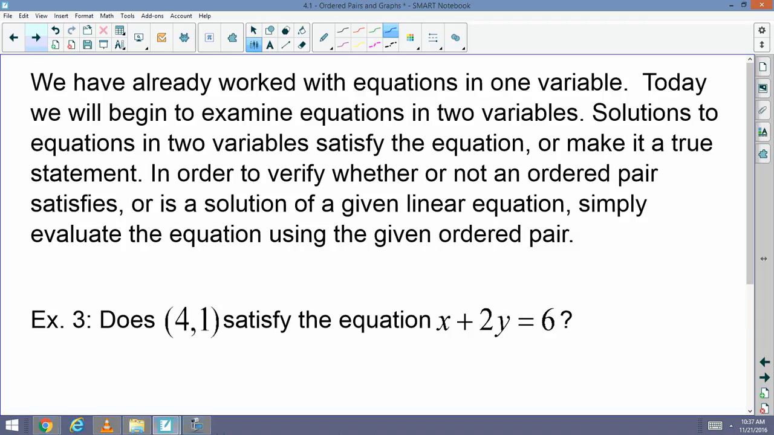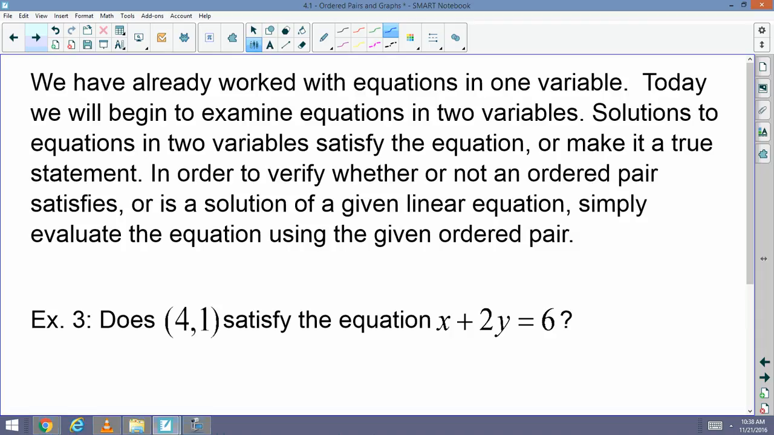Now, we have already worked with equations in one variable. We know that. Today, we will begin to examine equations in two variables. Solutions to equations in two variables satisfy the equation. In other words, it makes it a true statement. When you have a solution, just like when you have one variable, if it was x plus 5 equals 9, x is 4, because when I plug that value of x in, it makes a true statement.